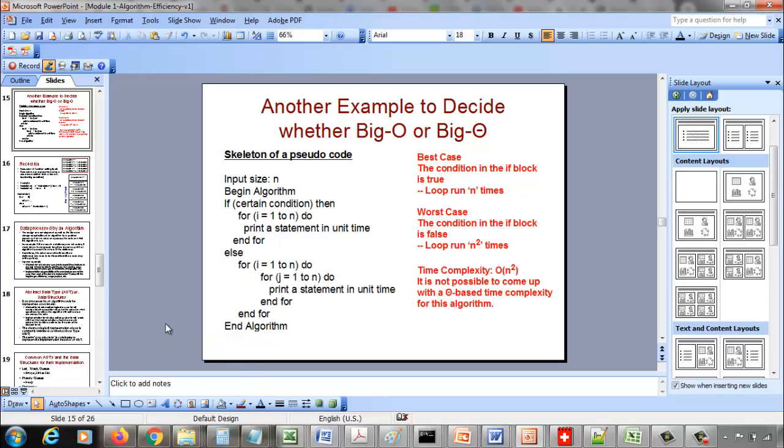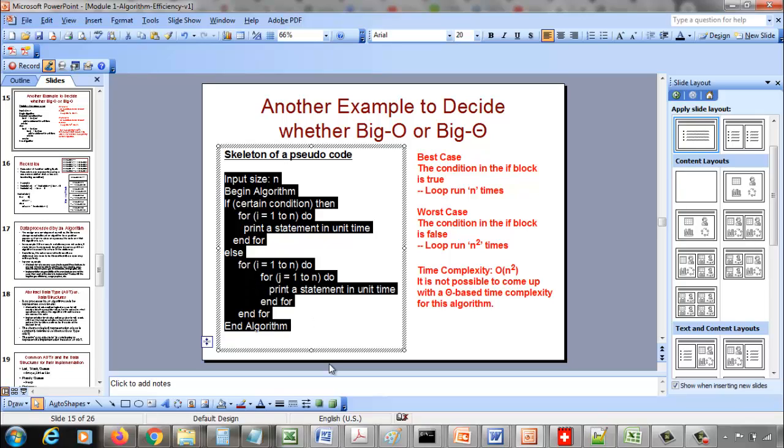So if you put things together, the overall complexity of this algorithm can be denoted only using the big O notation, because best case is different from worst case. And what goes inside big O notation is the worst case time complexity, which is n squared. So we say the time complexity of this algorithm is big O of n squared.